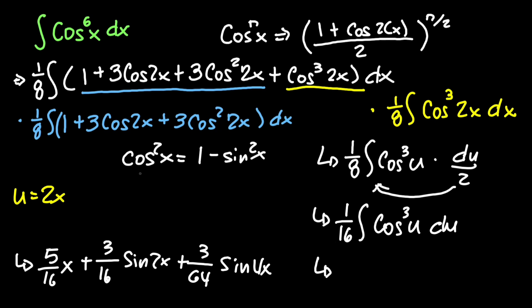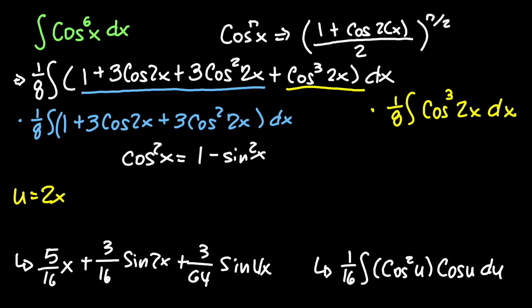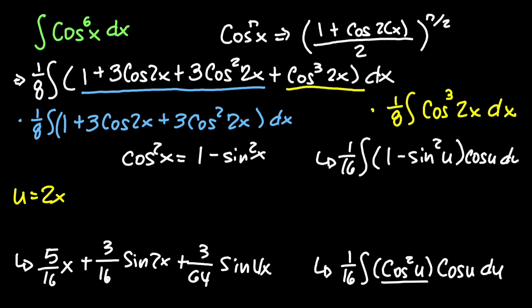But what we need here is a cosine squared of x, so we need to factor out one cosine u here. So this would be 1 over 16 integral of cosine squared of u multiplied by cosine of u du. And so we can now transform cosine squared of u according to this. So this would be 1 over 16 integral of 1 minus sine squared of u, cosine of u du.